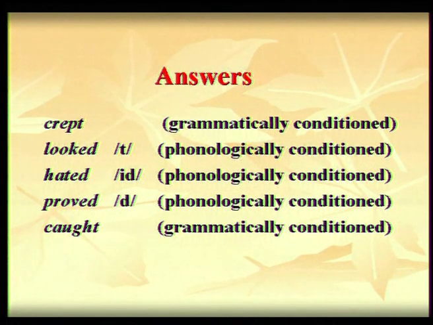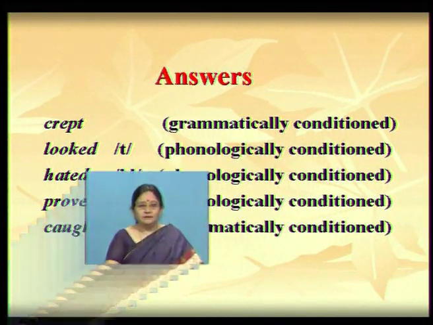In hated, the final sound is t. Therefore, the past tense morpheme is realized as id. This is a case of phonologically conditioned allomorphy. Proved has d, because v at the end of prove is a voiced sound, and this is also phonologically conditioned. Caught is completely different from catch, and there is no way in which we can predict the past tense form caught. Caught, grammatically conditioned allomorphy.